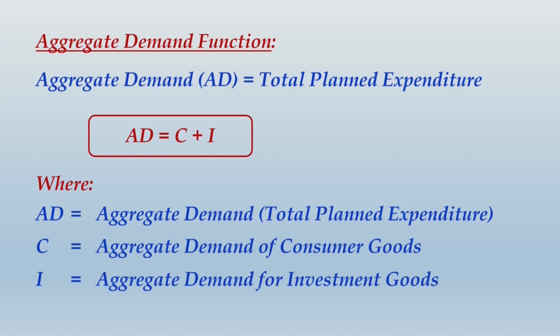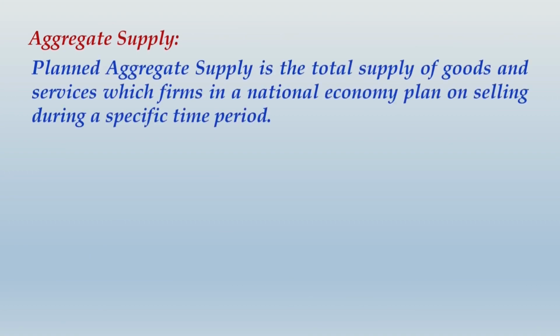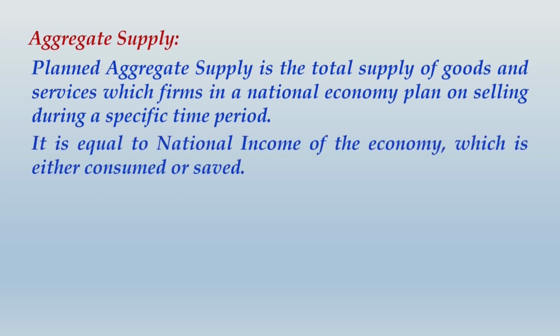What I want you to now write is the next function, that is the aggregate supply function. I have just brought this again into your notice so that you can recollect what the aggregate demand function was when you are about to learn what the aggregate supply function will be. So let us learn about aggregate supply. Planned aggregate supply is the total supply of goods and services which firms in a national economy plan on selling during a specified period of time. It is equal to the national income of the economy, which is either consumed or saved. So AS, that is aggregate supply, will be C plus S.